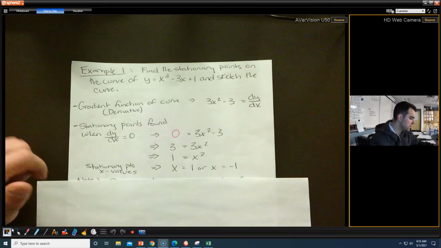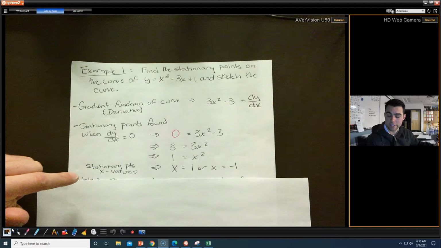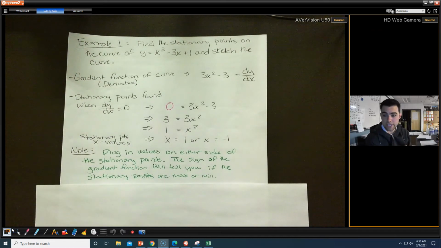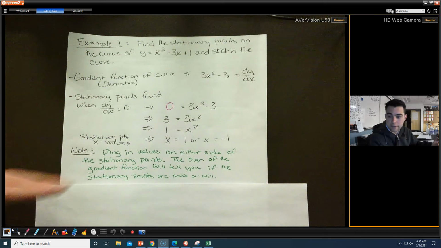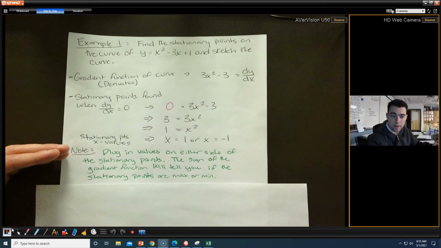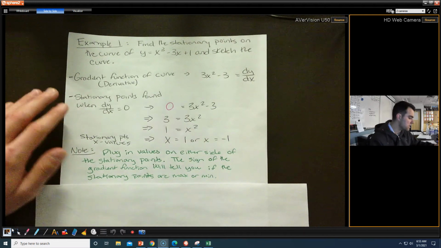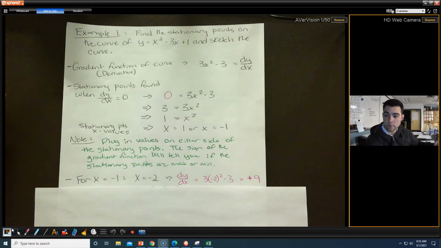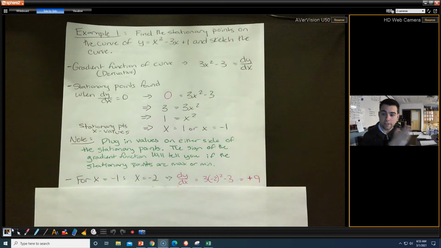But first we have to figure out what type of stationary points these are. Are they maxes or are they mins? Okay. Well, back to what I was saying earlier, we can plug values in on either side of the stationary point. The sign of the gradient function is what's going to determine if it's a max or a min. So if I have x = -1, I know that's a stationary point. I'm going to plug in x values to the left and right.